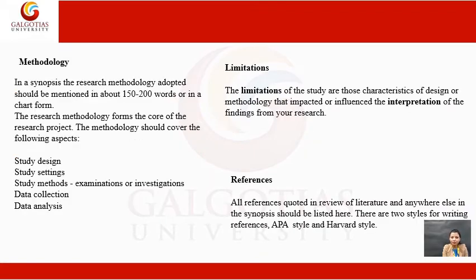Now comes the methodology. So in a synopsis, research methodology should be about 150 to 200 words. You can show a diagram also if you don't want to write in words. So the research methodology forms the core of the research project. The methodology should cover the following aspects: study design, study settings, methods, data collection and analysis.